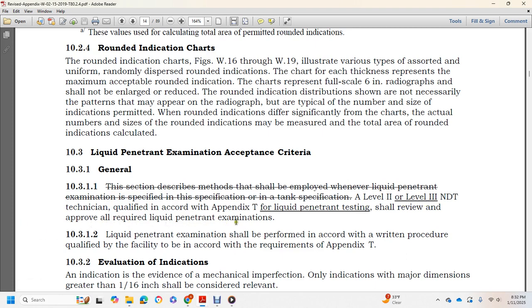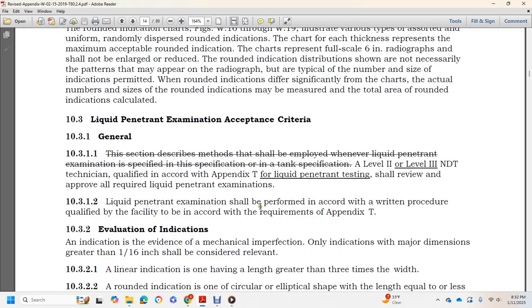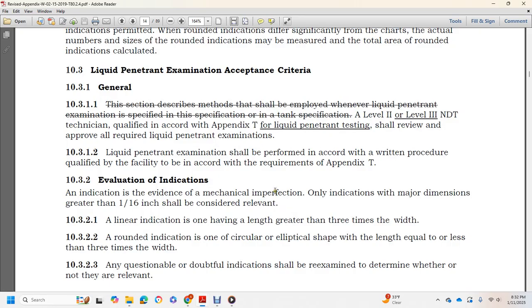Review and approve all the required liquid penetration examinations. Liquid penetration examination is performed in accordance with a written procedure qualified with the facility in accordance with the requirements of Appendix T. An indication is evidence of a mechanical imperfection. Only indications with major dimensions greater than 1/16 of an inch shall be considered relevant.